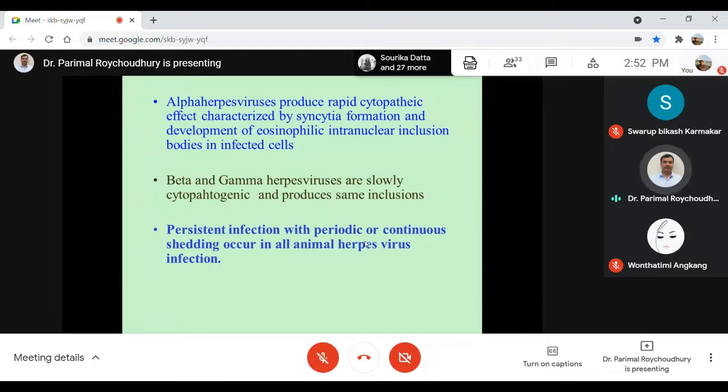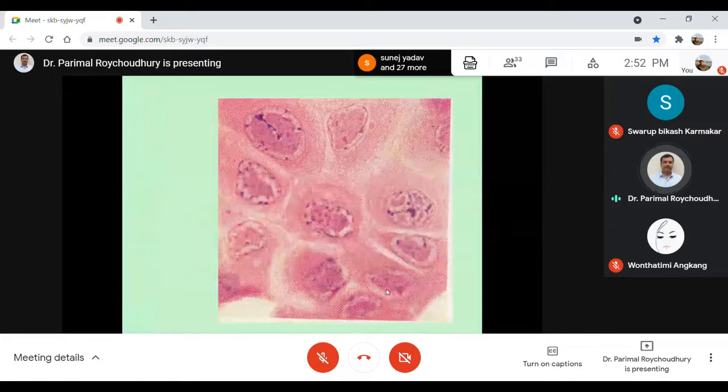After entry and initial propagation inside the host, herpes viruses try to localize themselves in certain nerves, particularly the trigeminal and sciatic nerve. They localize and undergo latency. So persistent infections with periodic or continuous shedding occur in almost all herpes virus infections. That is the reason why it is extremely difficult to eradicate the disease from the population. However, we have effective vaccines through which we can control it. Some irregular intranuclear inclusions are shown in this picture.